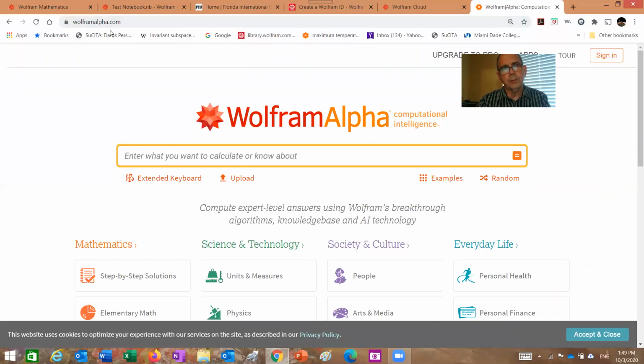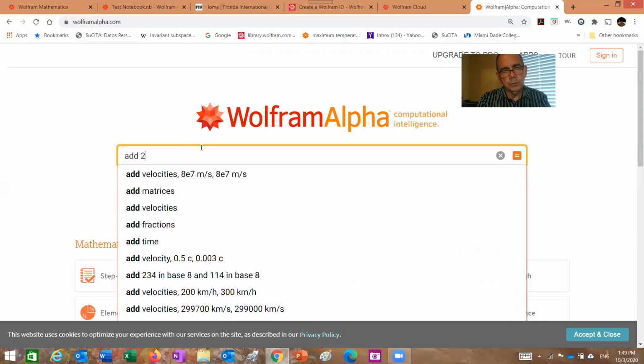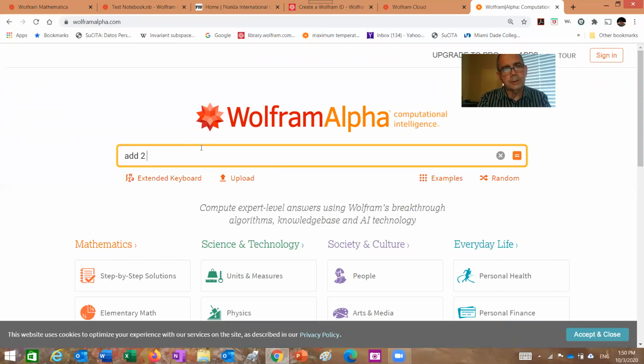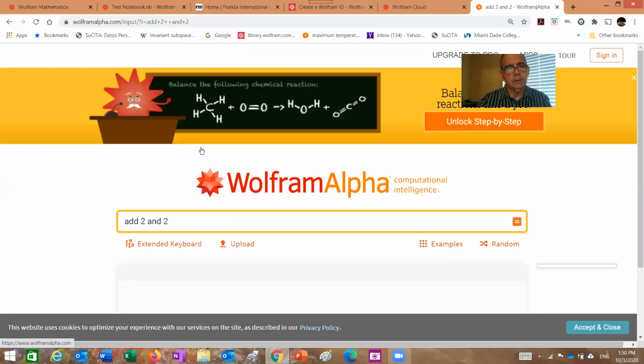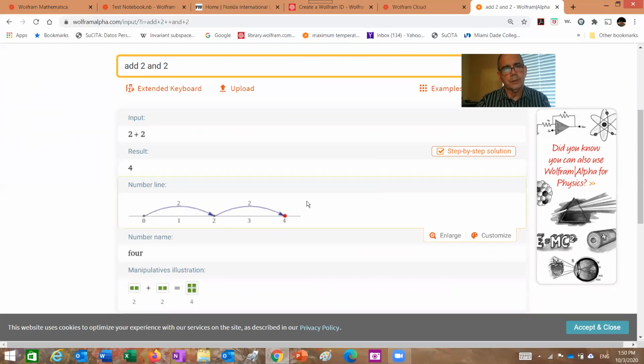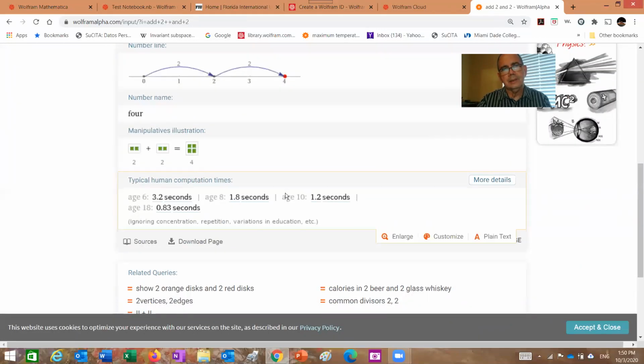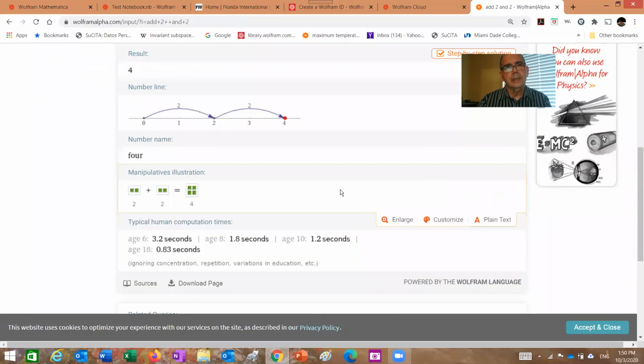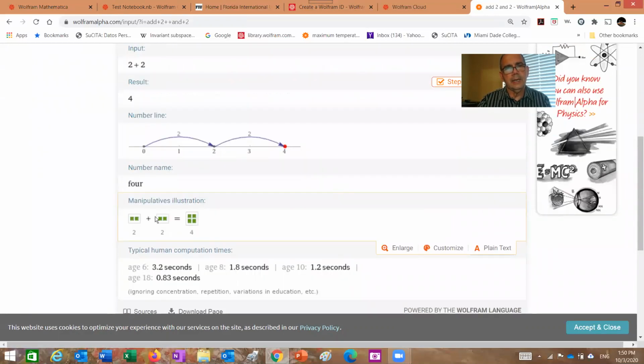You can just go to wolframalpha.com, and then you enter anything, you know, add 2 plus 2 or 2 and 2, and then you press Enter, and it gives you a whole answer here. Well, it gives you the result, but it explains a little bit more. It gives you some interpretations or some facts which are related to that result. For example, here they tell you that this is a graphical interpretation, okay?